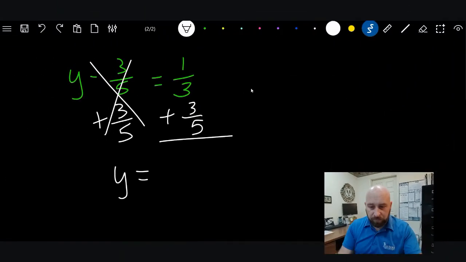So let's go ahead and look at it. What is our common denominator? Well, the common denominator between 3 and 5, and I'm not going to show you how to do it because you should already know, is 15.